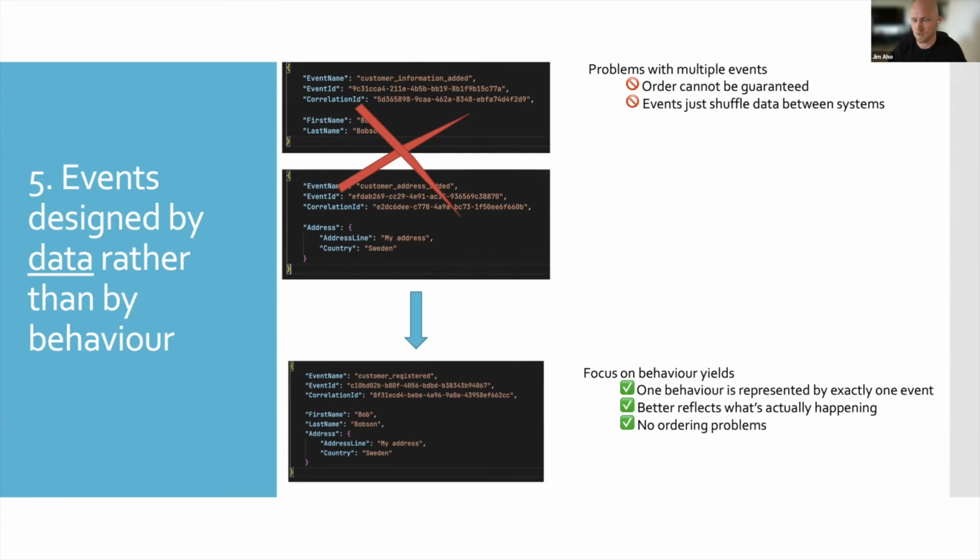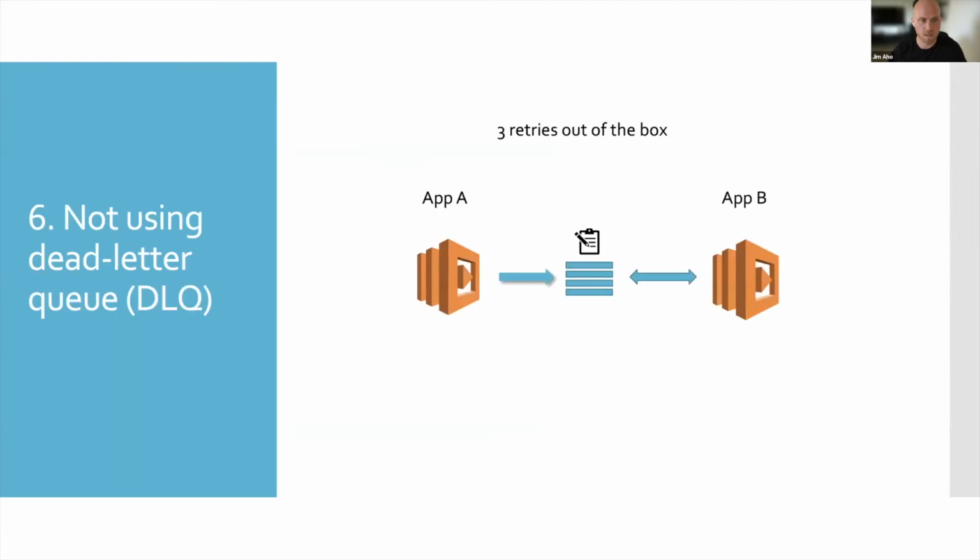Yes, that was tip 5. Anti-pattern number 6 is not using a dead letter queue. Usually this is a bit different depending on the cloud provider, or the message broker. In my experience, both in Azure and AWS at least, there are 3 or 5 built-in retries on the queue. So if application A sends the message and B gets it, if B crashes, that's fine. When B restarts, it will get the same message. If it crashes again, you will get the same message again.